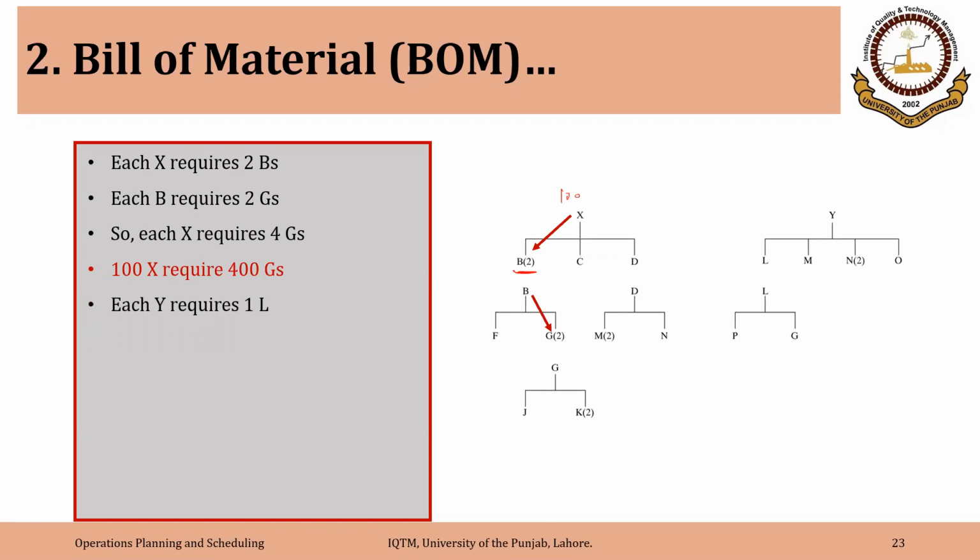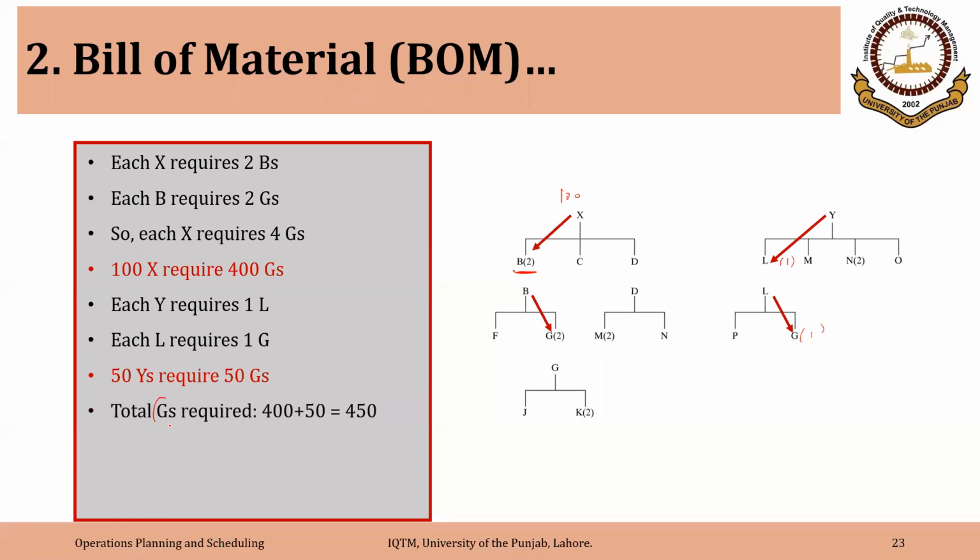Now each Y requires 1 L and each L requires 1 G. So 50 Ys require 50 Gs, because if there is no quantity, that means 1. Each Y requires 1 L, and each L requires 1 G, so 50 Ys require 50 Gs. So we need a total of 450 Gs.